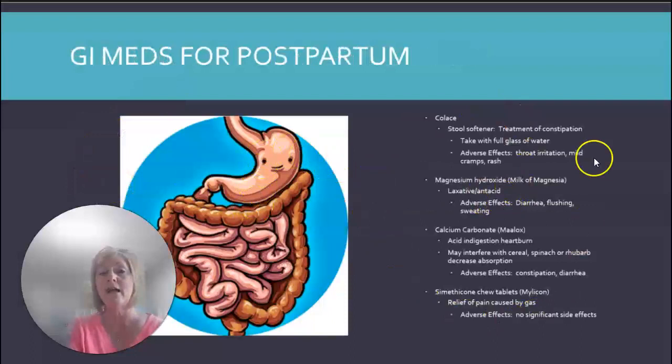GI meds, it's not uncommon for your moms to get Colace, which is a stool softener. We just need to make sure that they take it with a full glass of water. And magnesium, which is like milk of magnesia, that's a laxative. It's just going to help them go to the bathroom, or it's going to help with GERD. Maalox, it's also for indigestion, heartburn. Simethicone, which is Mylicon, that can sometimes help with like gas pains, things like that.